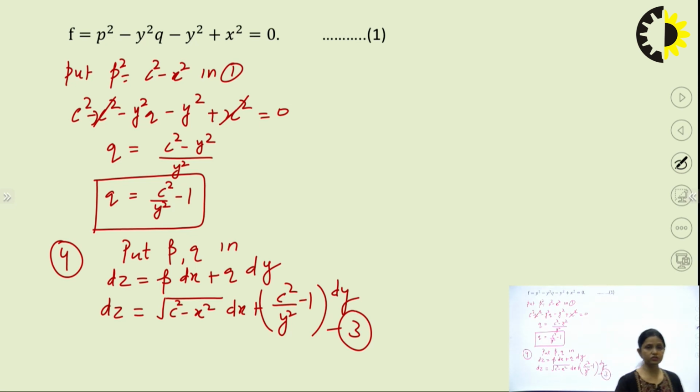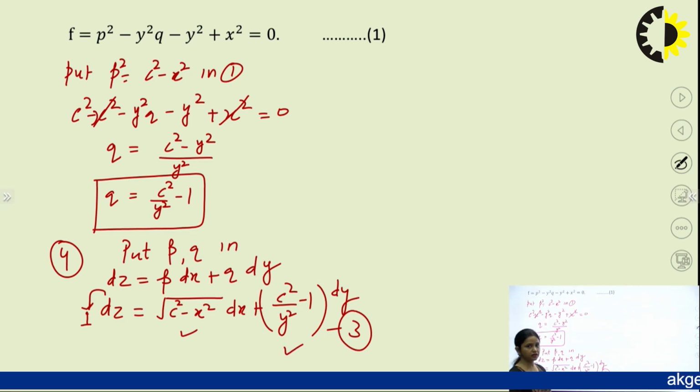We have to solve this equation by just direct integration. But see whether this equation is in direct integrable form or not. See, the coefficient of dz is constant. It is 1. The coefficient of dx is a function of x only. The coefficient of dy is a function of y only. So this equation is in direct integrable form. So we can find the solution by just direct integration.